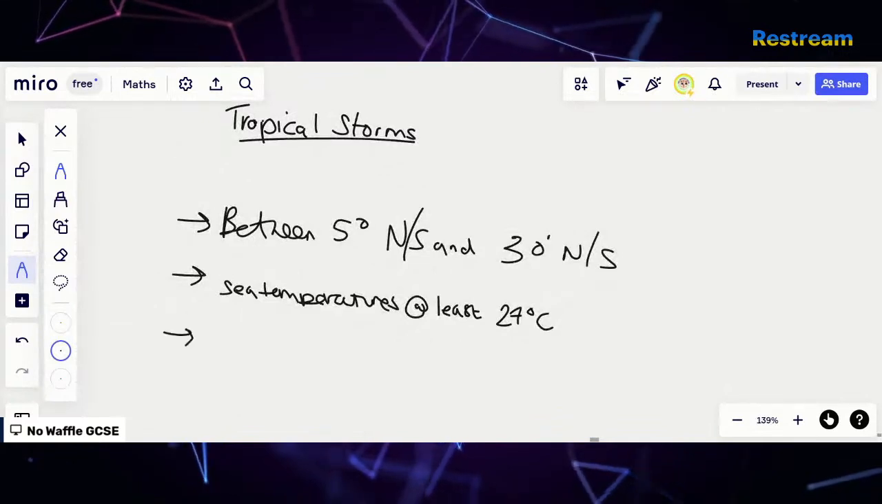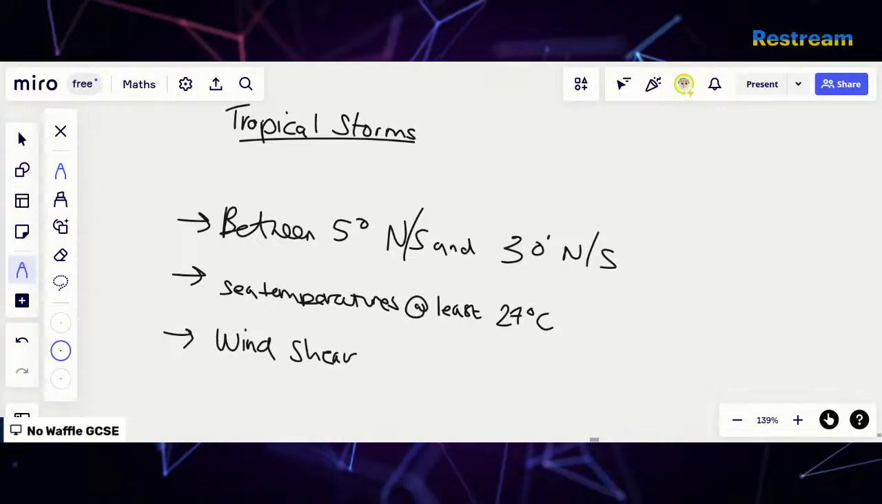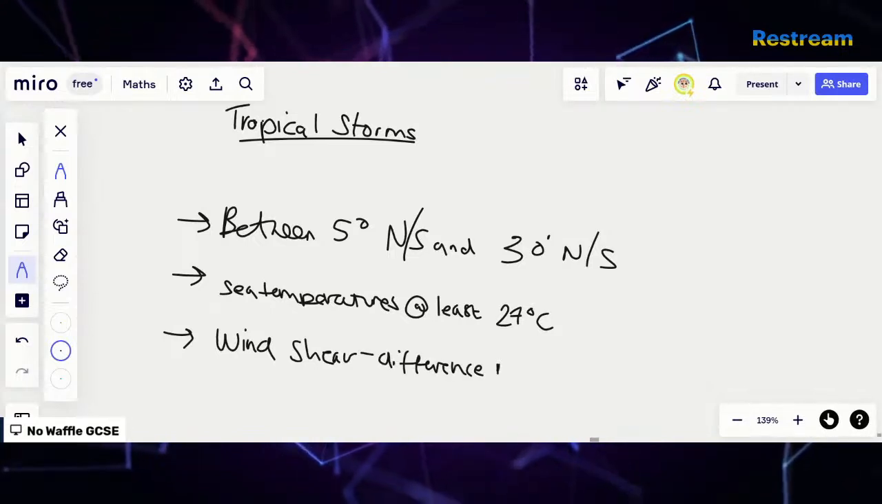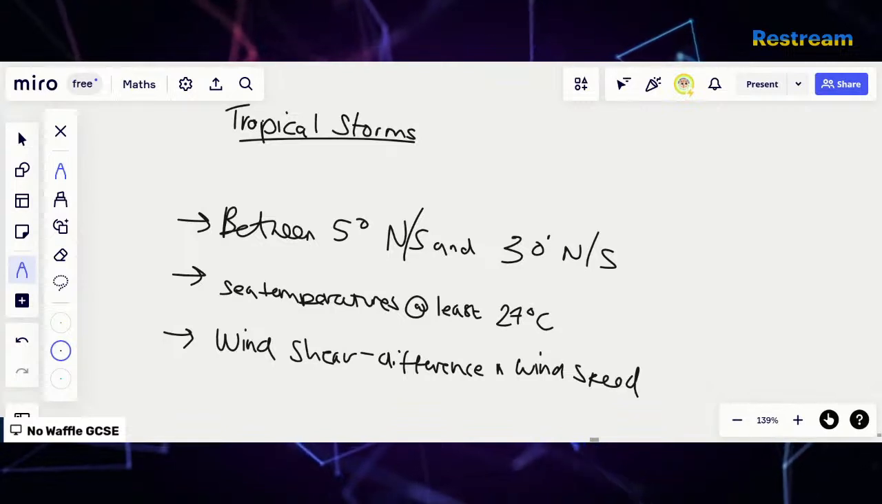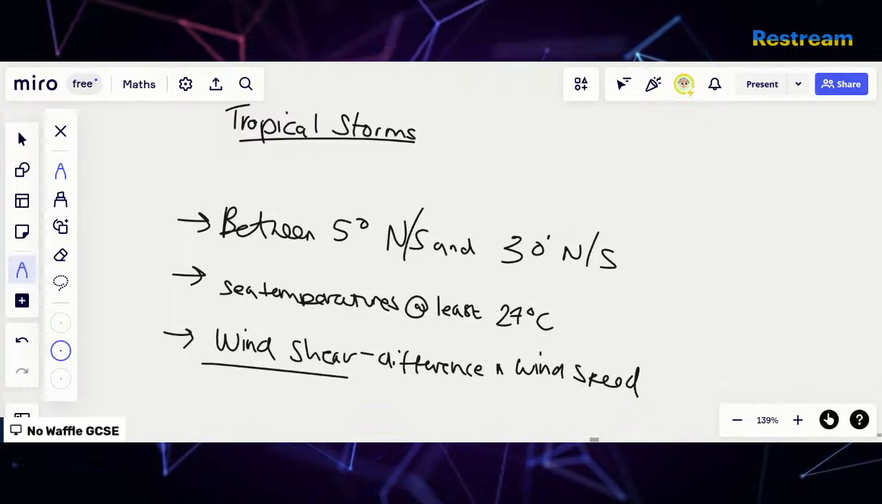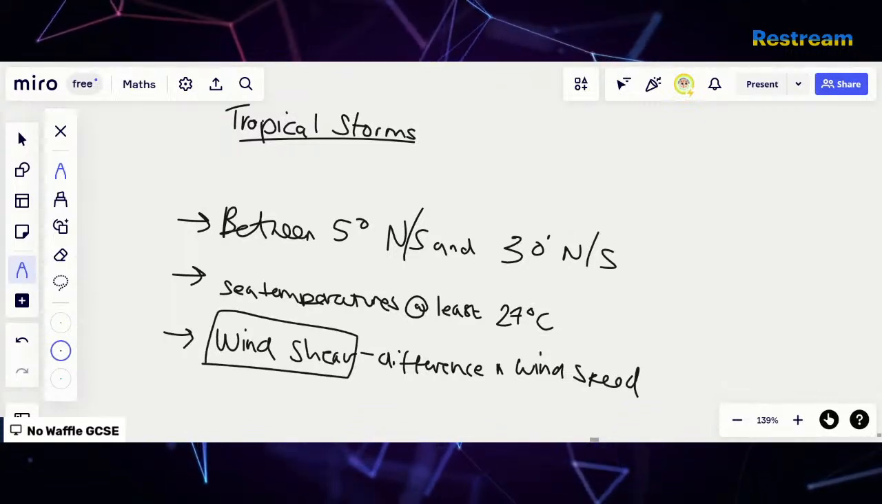And wind shear also needs to be relatively low. So wind shear is just the difference in wind. So it's the difference in wind speed. So what we basically need to say is that there needs to be low winds. That's what we mean by wind shear.